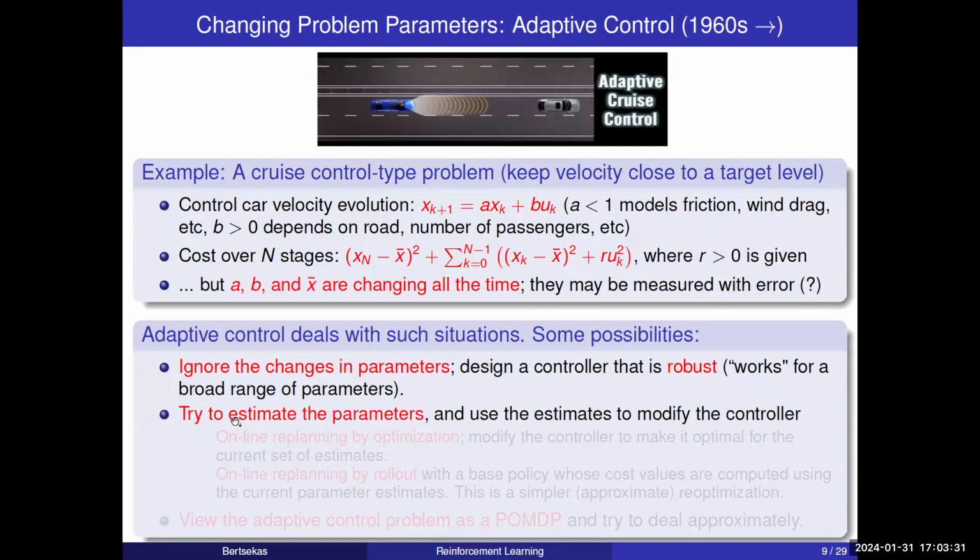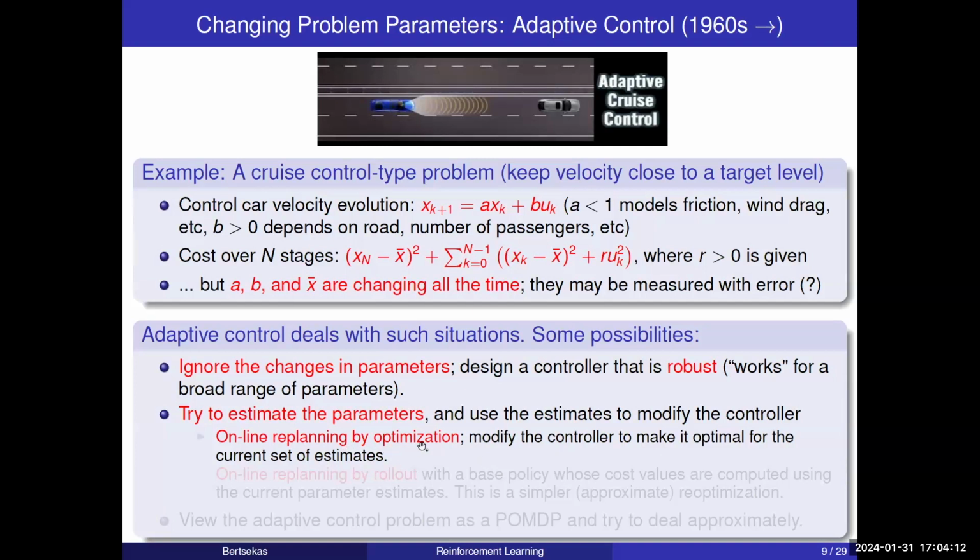The second possibility is to actively try to estimate the parameters and use the estimates to modify the controller. And one possibility here is to do online replanning by optimization. In other words, you have a set of estimates of the parameters, and you modify the controller to make it optimal for that estimate, not for future estimates, not for future values, for what you believe is the current set of estimates. It's a very popular approach to adaptive control. It's called indirect adaptive control, and I'm going to discuss it in one of the following slides.